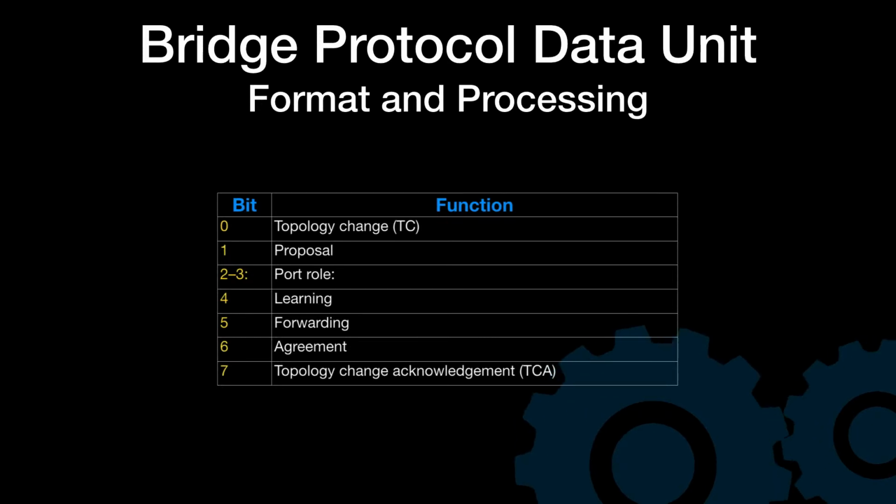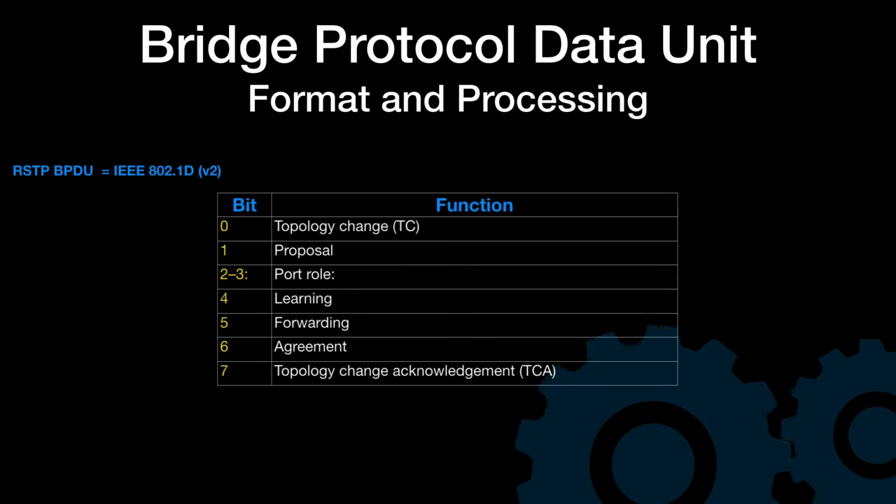Bridge Protocol Data Unit Format and Processing. The RSTP BPDU format is the same as the 802.1d BPDU format except that the protocol version is set to 2. A new 1-byte version 1 length field is set to 0, which means that no version 1 protocol information is present. Topology Change Acknowledgement, TCA.